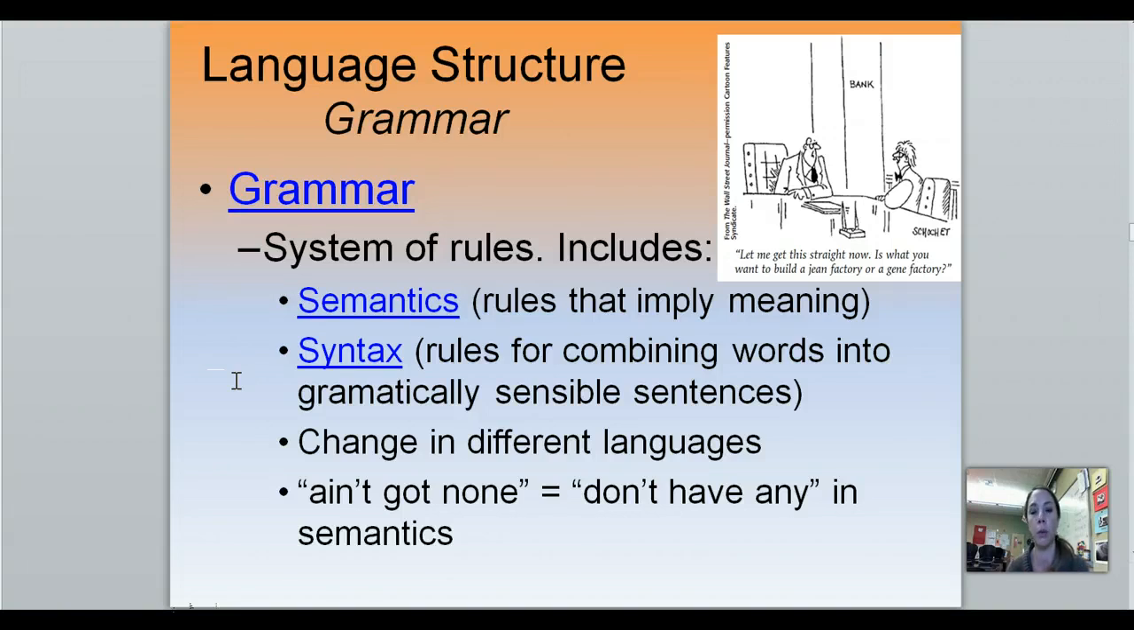I liked this from the book: with the semantics of a sentence, you can get the meaning even with incorrect syntax or grammar. So "ain't got none" means the same thing as "don't have any" semantically, right? The meaning is that you don't have any. "Ain't got none" is a double negative, so it might break grammar rules, but it would not break semantic rules.